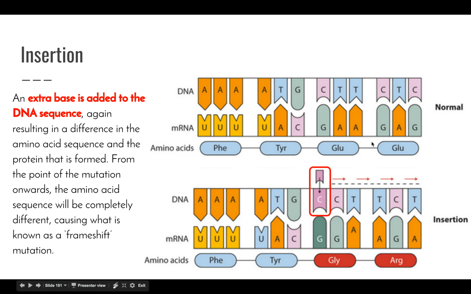So here we can see the original base sequence was CTT and then CTC, but here we can see the insertion of a new C base or a nucleotide containing a C, which therefore is transcribed into a G through mRNA, and then we have a new set of amino acids forming because everything shifts one over in our DNA strand, which results in everything shifting in our mRNA strand, which results in our different amino acids forming.